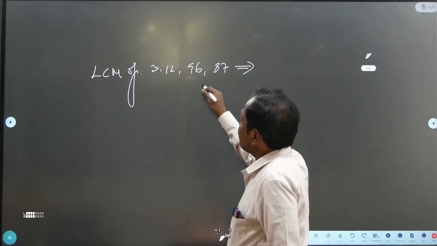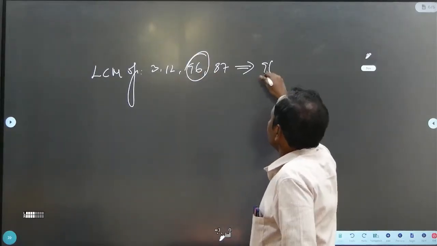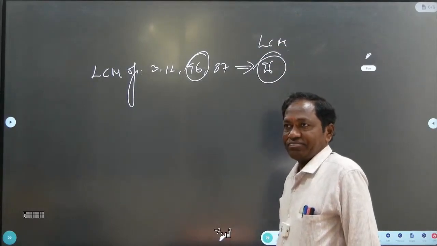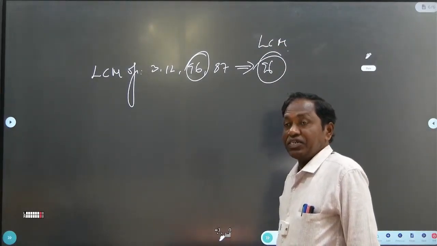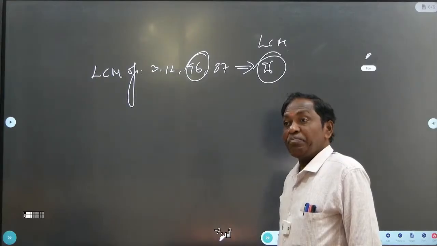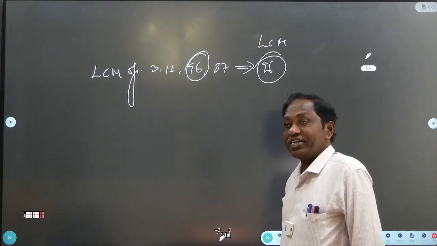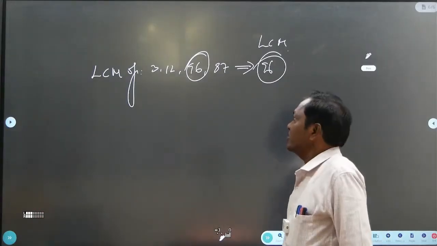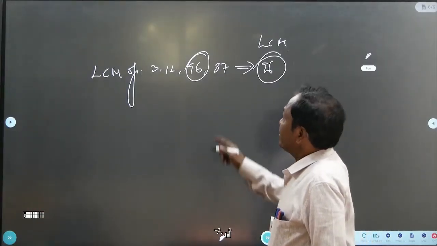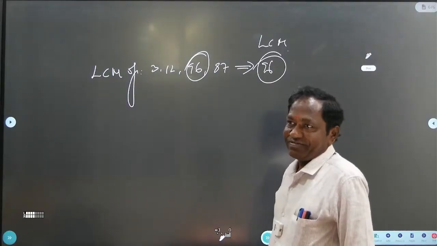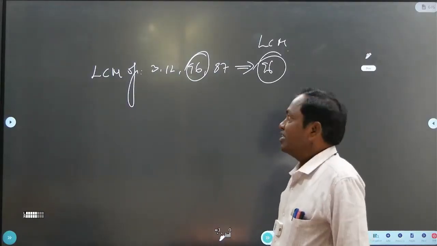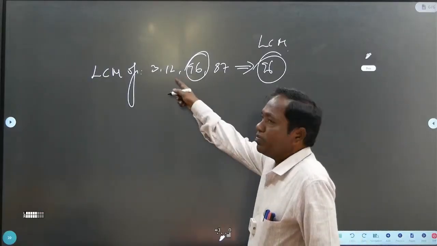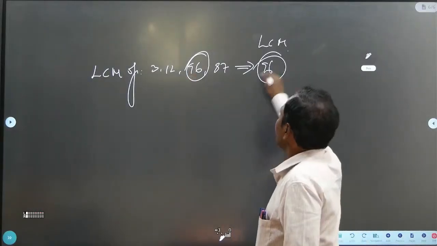Then which is the highest number here? 96 can be taken. This is the LCM. Not that we are finding the LCM here, but you need to understand the concept of structure. But 96 is not divisible by 87. 2, 4, 6, 8. 96 cannot be divided by 87. 96 is divisible by 12, but not by 87.